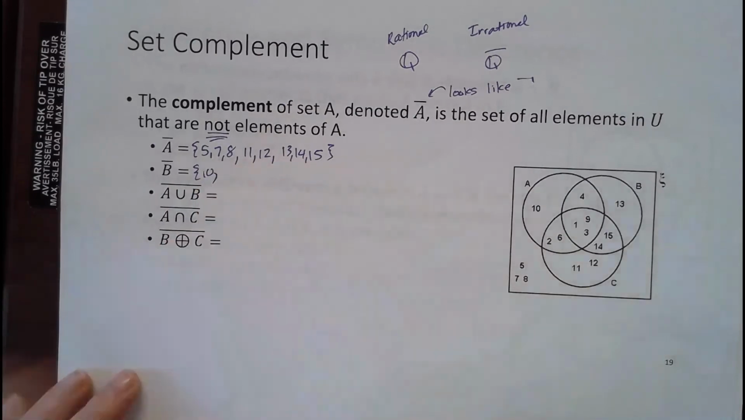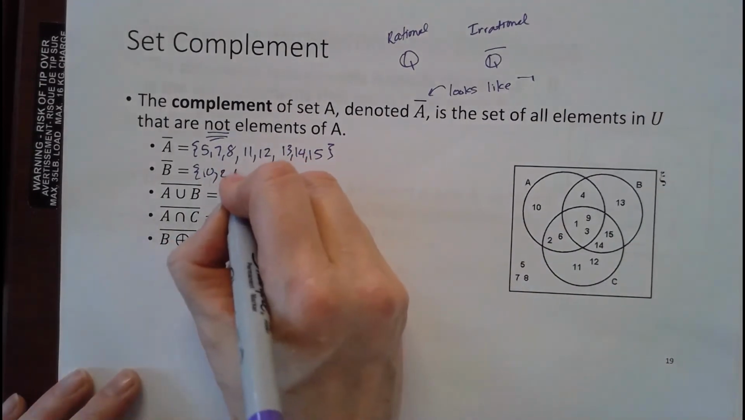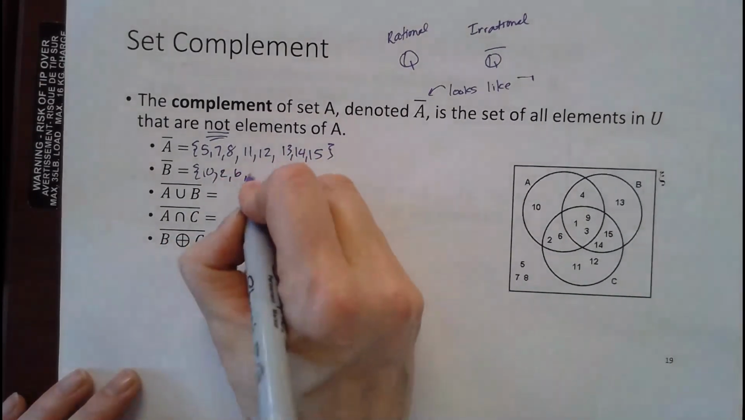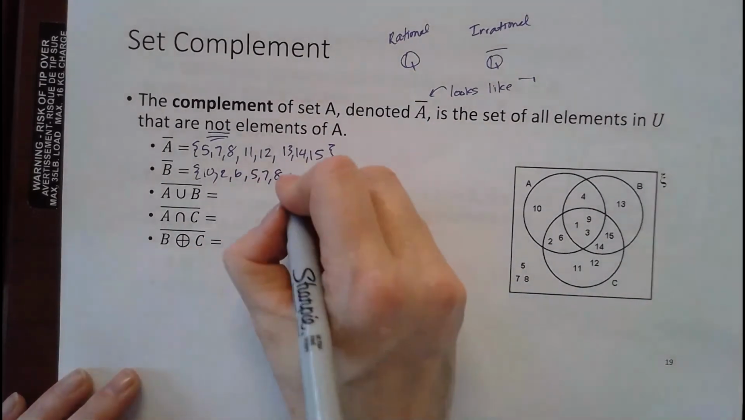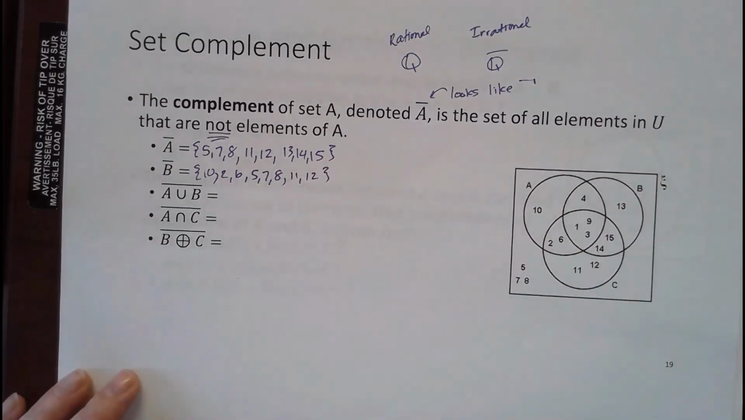10. 2, 6. 5, 7, and 8. 11 and 12. Okay. None of those things are in B. All right. Next, we've got A union B, and then we'll take the complement.